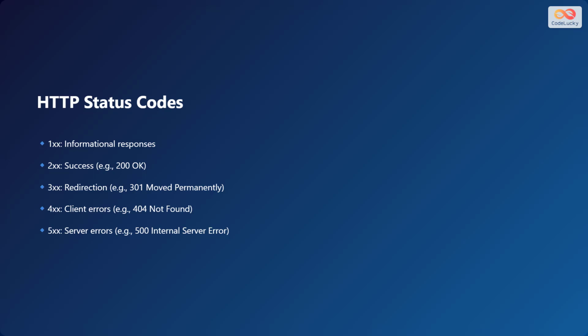HTTP status codes inform the client about the result of their request. Informational responses start with 100, success codes start with 200 indicating the request was successful. Redirection messages begin with 300 signaling the client must take additional action. Client error codes start with 400 showing issues with the request, and server error codes start with 500 indicating problems on the server side.